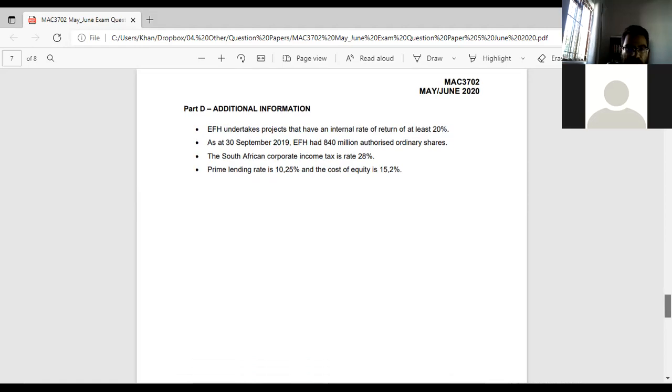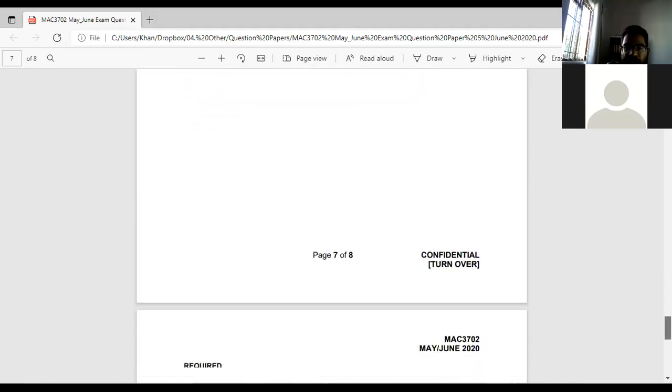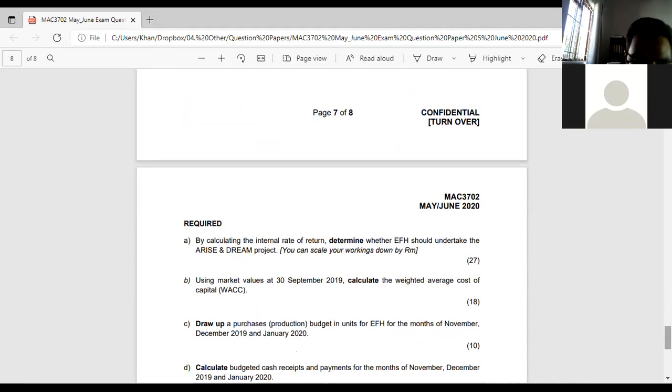Okay, so let's have a look at the required. So part A, so we're going to focus on part A because part A is quite huge. They say by calculating the internal rate of return, determine whether EFH should undertake the Arise and Dream project.